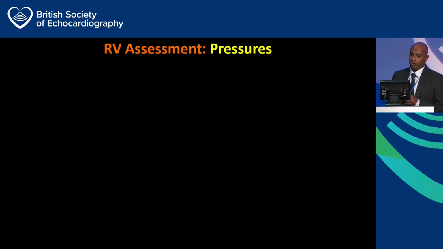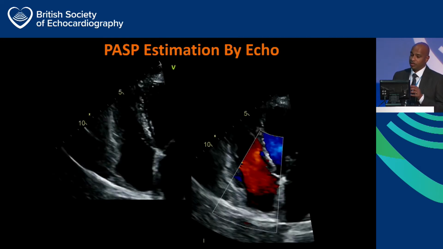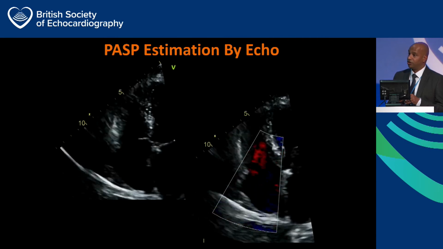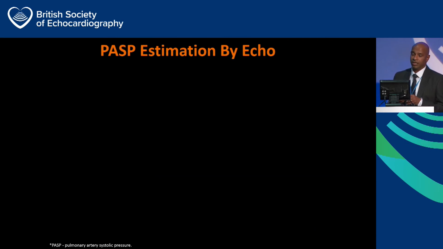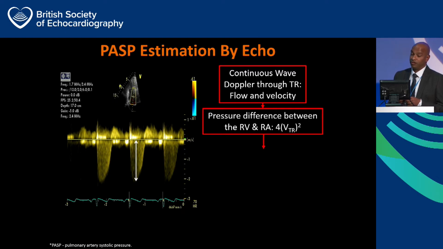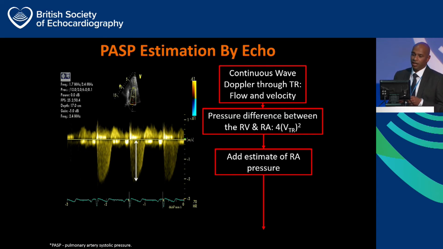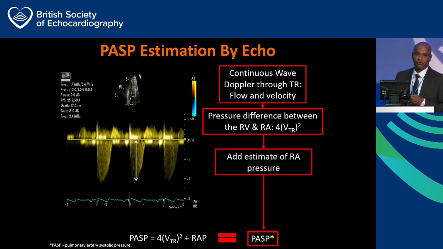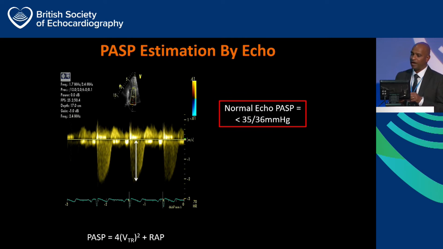Finally, I just want to touch on right ventricular pressure assessment, so right ventricular systolic pressure and pulmonary artery systolic pressure assessment. Traditionally, we have used the tricuspid regurgitation jet to try and estimate pulmonary artery systolic pressure. We take a continuous wave Doppler. That allows us to measure the tricuspid regurgitation velocity. We put that into the Bernoulli equation. We add an estimate of right atrial pressure. And if you've got no obstruction to the RVOT, so no pulmonary stenosis or anything similar, then your right ventricular systolic pressure should be equivalent to your pulmonary artery systolic pressure. Normal values are 35 or 36 millimeters of mercury.